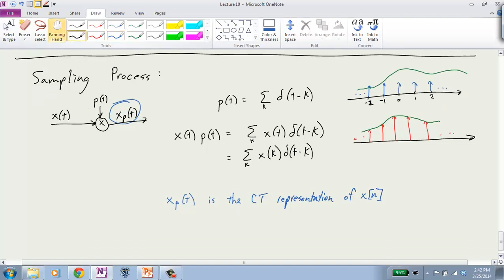Okay, now the cool thing is this. This is multiplication. We have a rule for multiplication. When we multiply in time, what do we do in frequency? Convolve. So we have our Fourier transform of x convolved with the Fourier transform of this delta train. So we need to know, what is the Fourier transform of a train of deltas? Does anyone know this one?